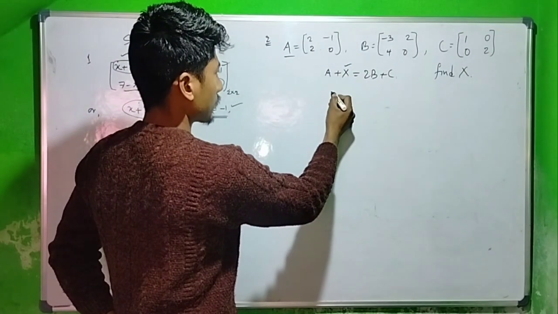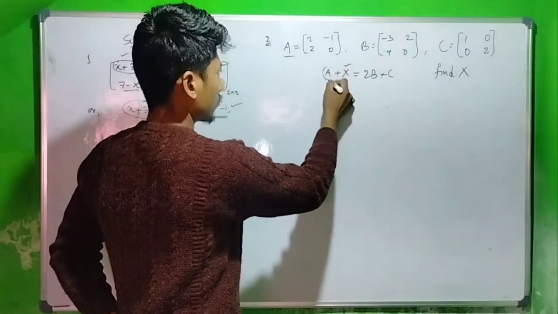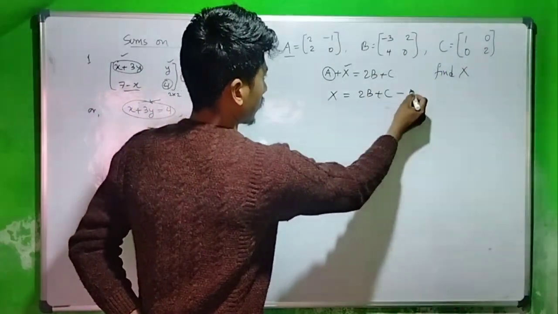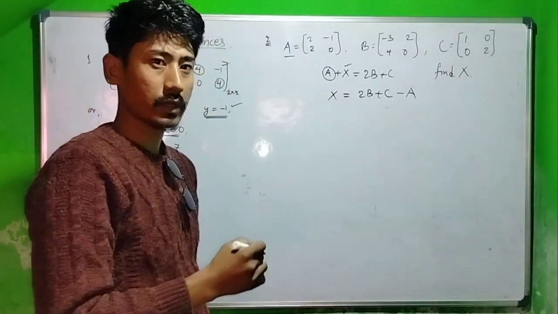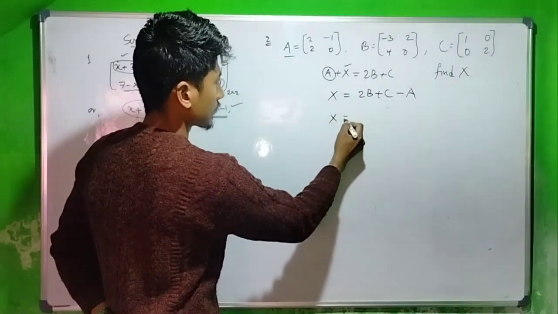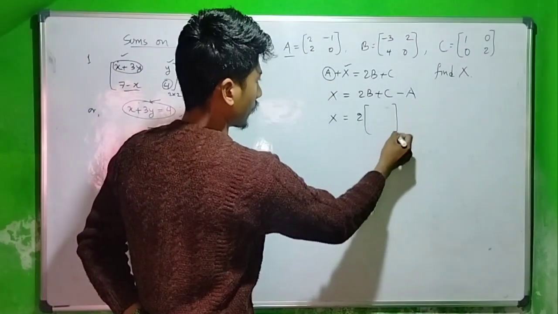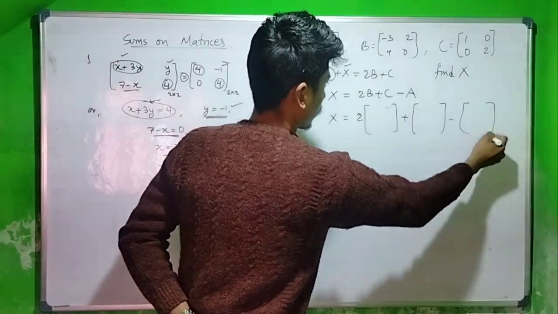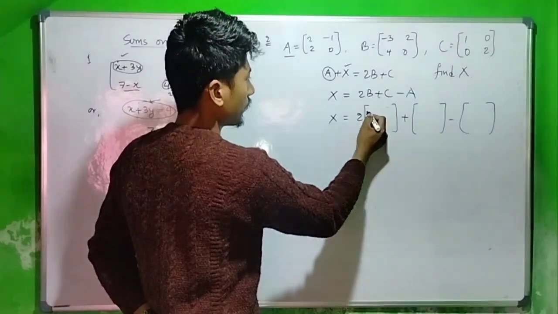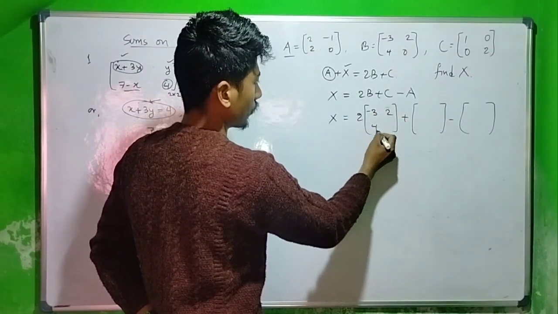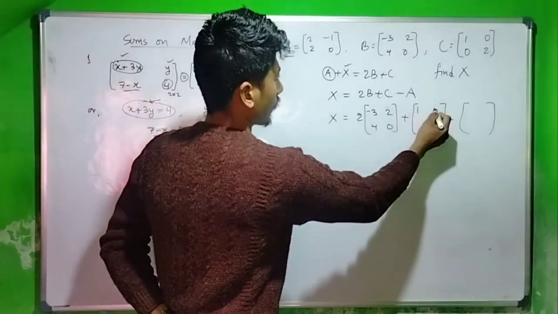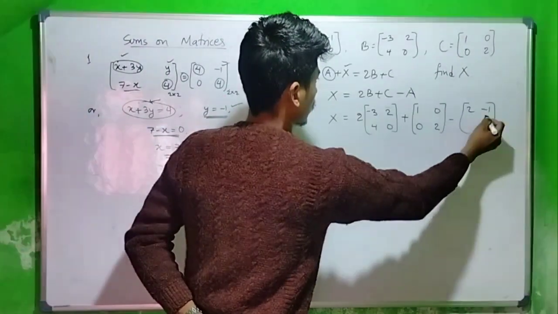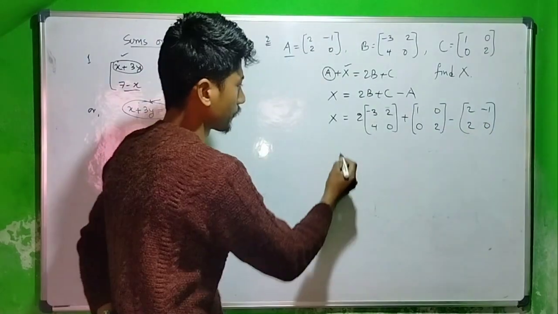So like in algebra, what we used to do? We used to take this to the right side. So X equals 2B plus C minus A. Alright. So let's find X. To find X, we'll put the values of B, C and A. So 2B is 2 times minus 3, 2, 4 and 0. C is 1, 0, 0, 2 and A is 2, minus 1, 2 and 0.